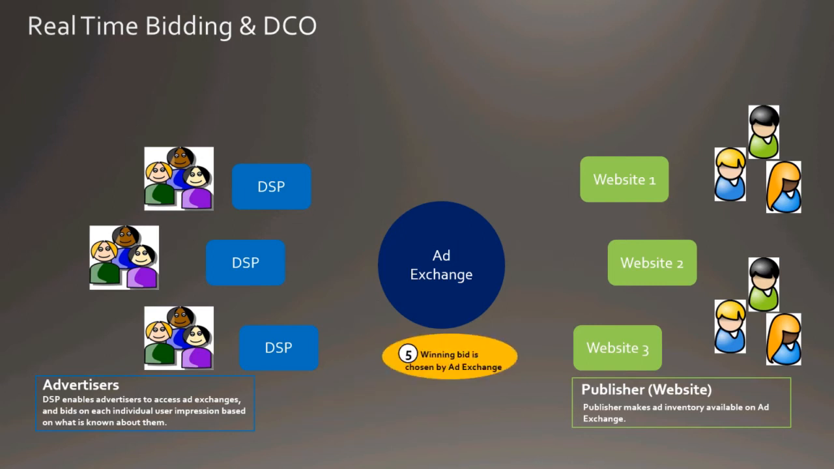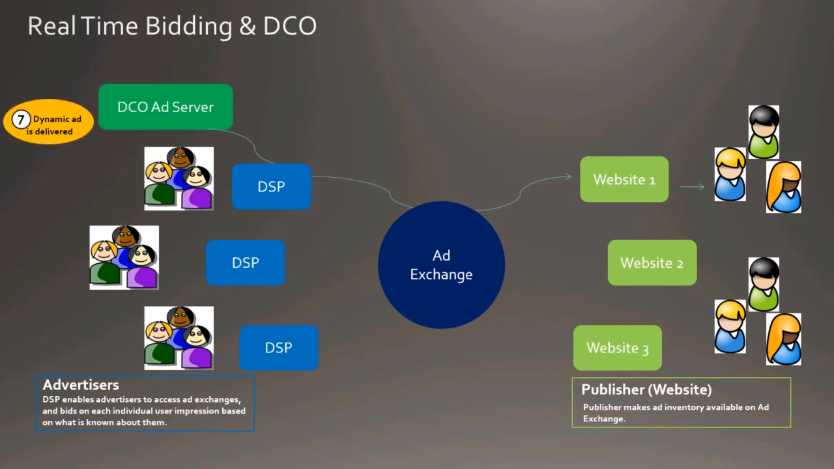The ad exchange determines the winning bid, and the ad is shown on the publisher website. The winning DSP makes an ad call for the DCO ad. That dynamic creative ad is delivered on the website. This all takes place in less than 100 milliseconds. The technology is amazing. DCO benefits from the same efficiencies as programmatic and real-time bidding.